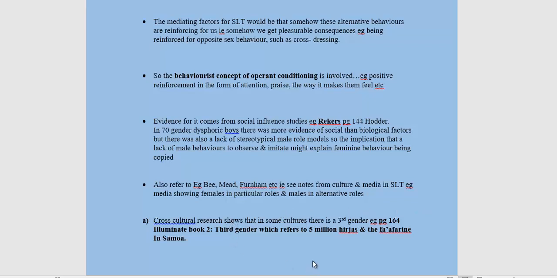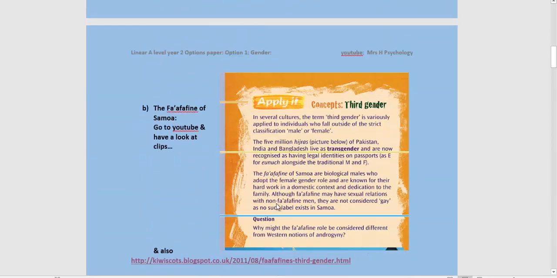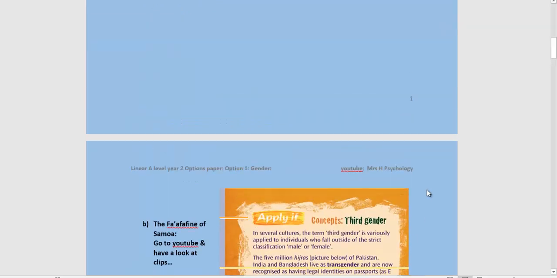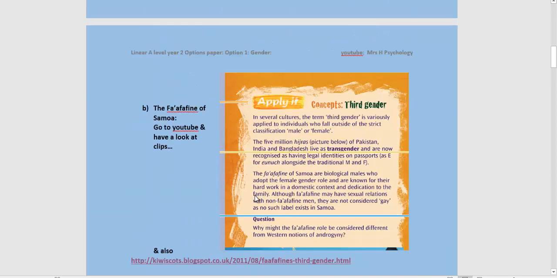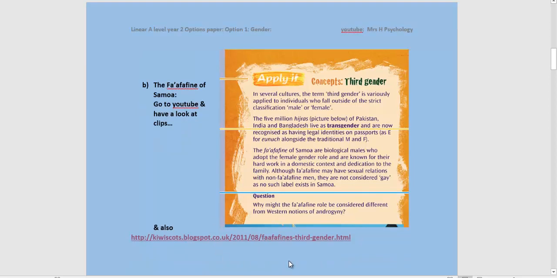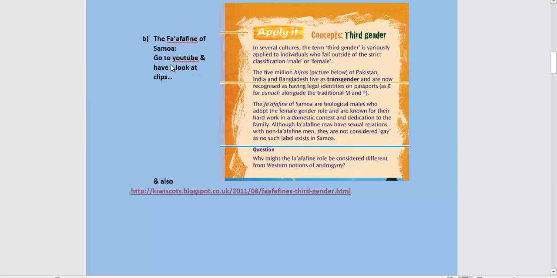Also here we want to make reference to cross-cultural research. So for example, in Illuminate book 2, we've got something about the Hijras, the 5 million Hijras in, for example, Pakistan, and the Fa'afafine in Samoa. And we've got a little clip down here from that for you to refer to. So this is from the Illuminate book 2. It's also worth going into YouTube and just googling some of this and having a look at the clips.